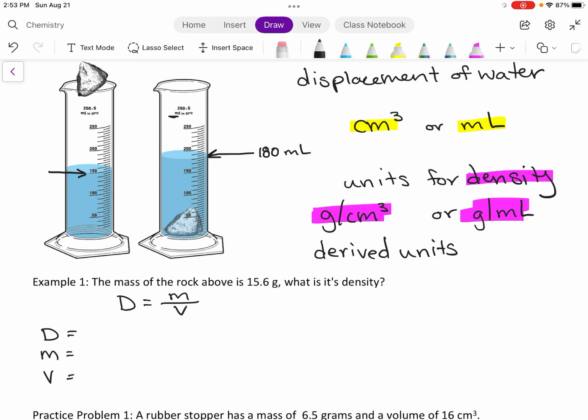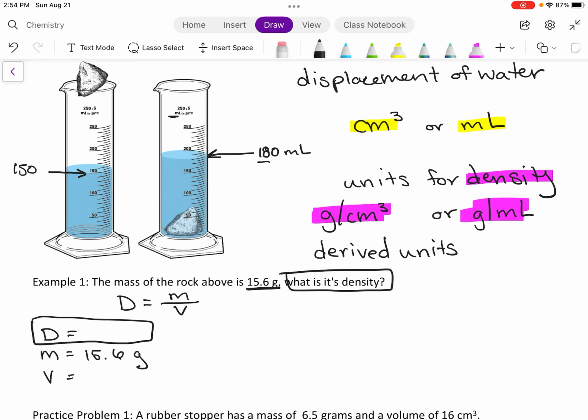So the density is what we are solving for. It says, what is density? And they give us some information. So they give us 15.6 grams. And then for volume, our volume is up here. So the starting volume was 150 milliliters, and the ending volume was 180 milliliters. So I'm just going to subtract those to get 30 milliliters.